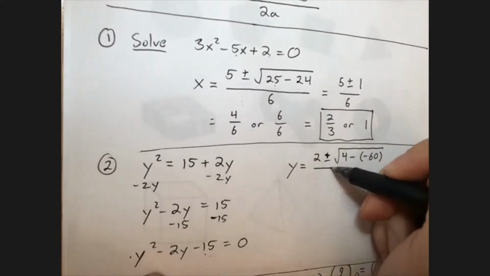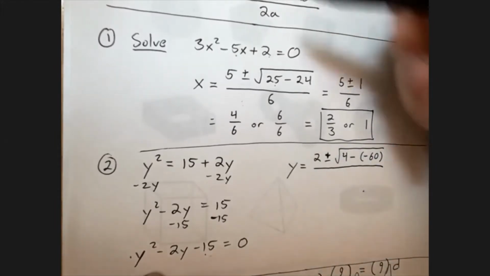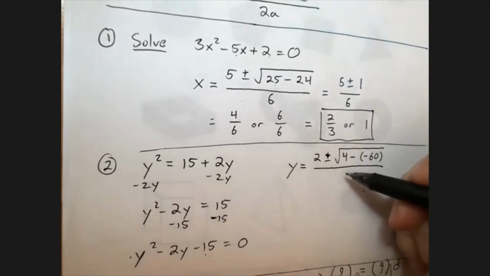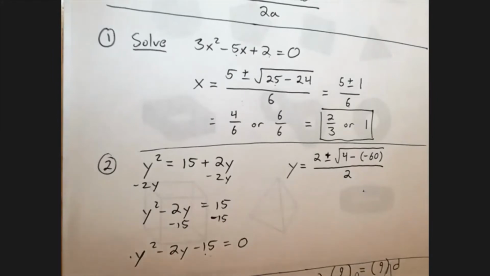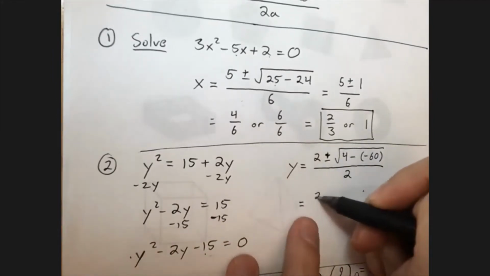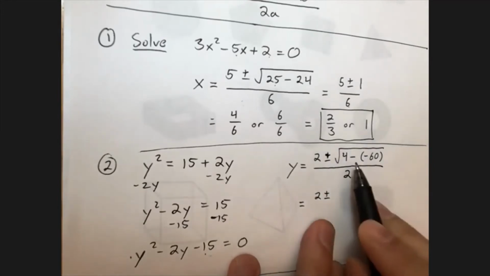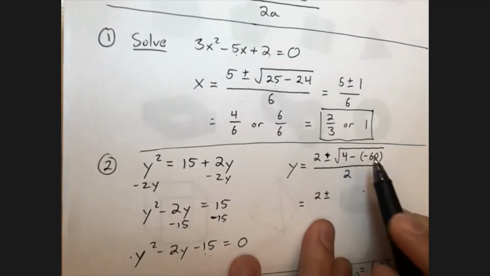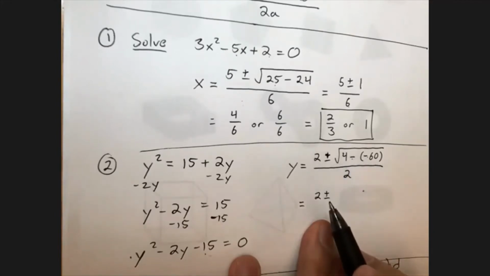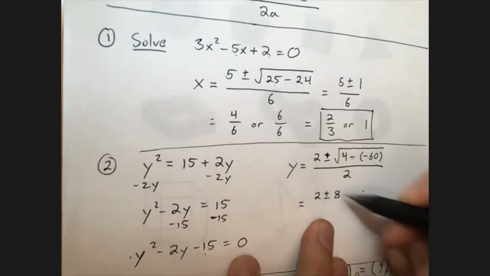Okay. And then we divide by 2a. So the a was 1, 2 times 1 is 2. So there we have it. So this is equal to 2 plus or minus, well, look at this, 4 minus -60. That's the same thing as 4 plus 60. That's 64, right? The square root of 64 is 8.